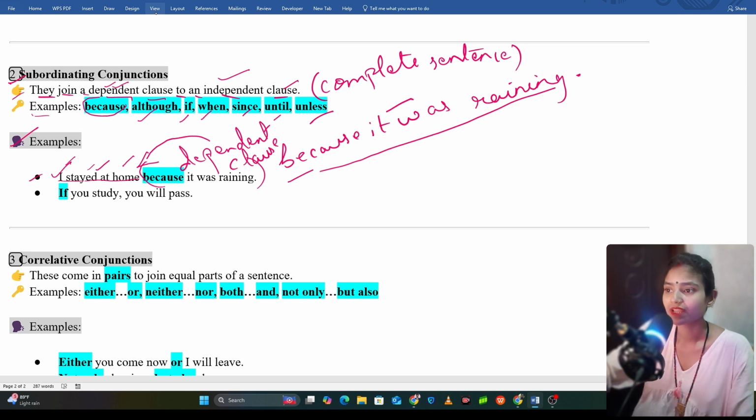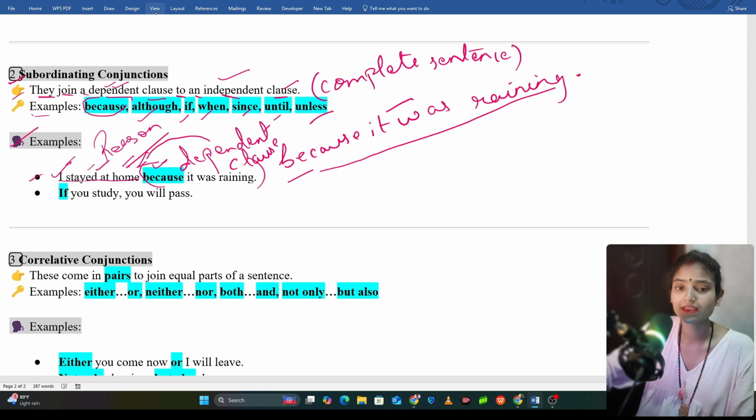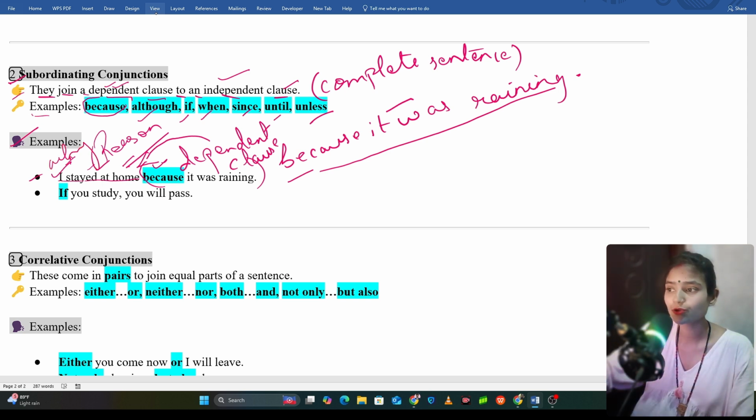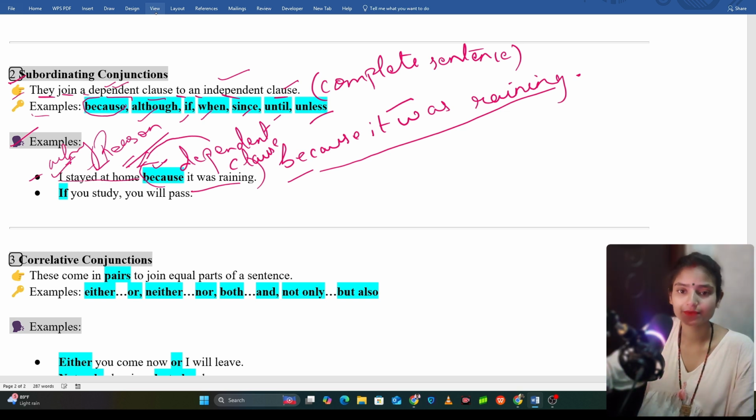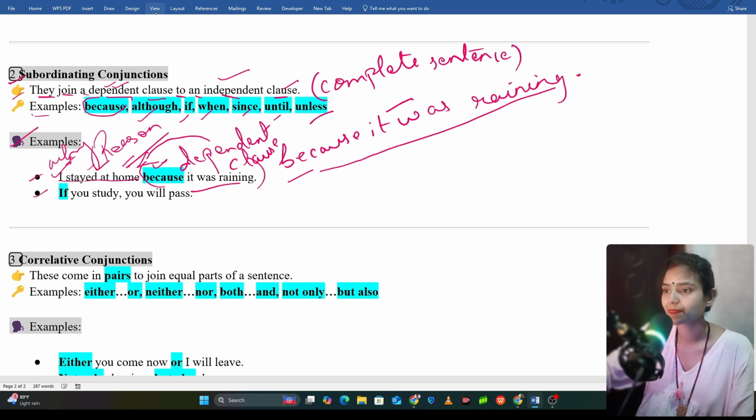Okay, so can we understand this sentence now? I stayed at home because what? This is for a reason also. Because, that is why I stayed. Again, the reason is arising here. Why did I stay at home? Because it was raining.